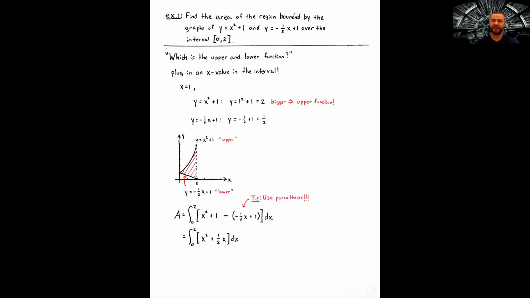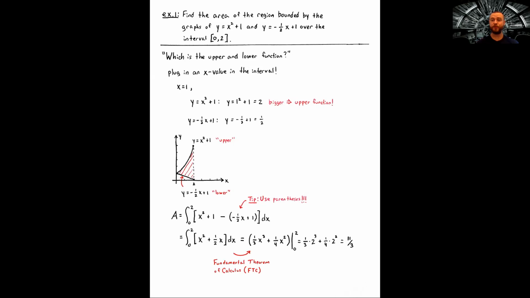So we're left with this slightly simpler integral from 0 to 2 of x squared plus 1/2 x. Integral is very simple. We just need to use the basic power rule to find the antiderivative. We apply that twice. And since it's a definite integral, we can plug in the limits 0 and 2, applying the fundamental theorem of calculus. All right, that should be pretty straightforward. You get here that the area between those two curves over the interval 0 to 2 is 11/3.